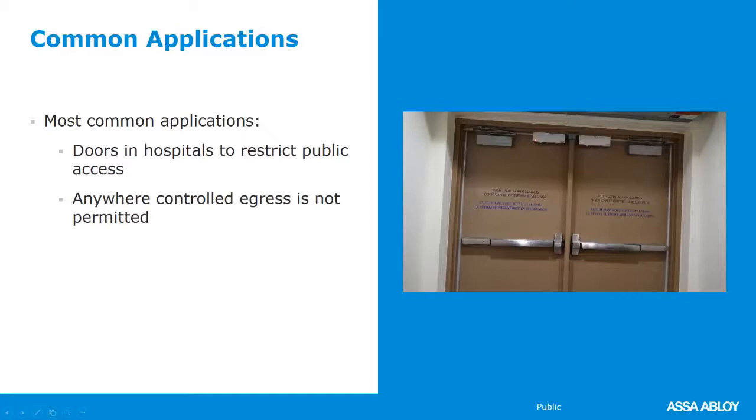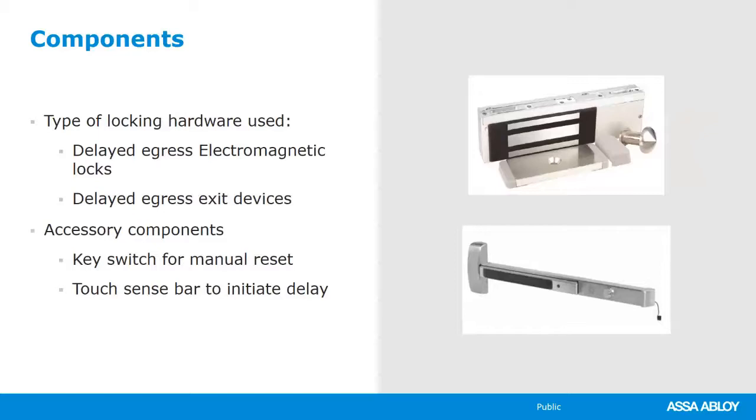The most common applications for delayed egress in hospitals will be in areas to restrict public access. Because it's not for the clinical needs of the patients, we can't use controlled egress, but to restrict public, you can use delayed egress. Anywhere that controlled egress is not permitted is a good candidate for delayed egress. But you can only use one delayed egress on a path of egress before you enter and exit, unless by exception. Our most common components for delayed egress are a built-in mag lock with everything built in, or a delayed egress exit device with everything built in.